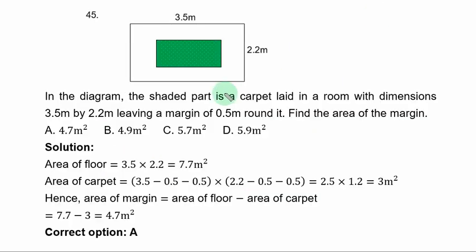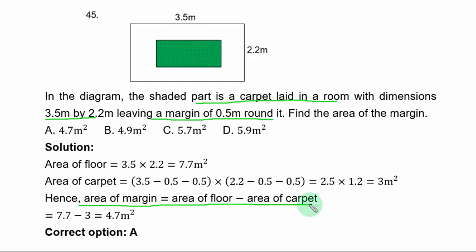Question 45. In the diagram, the shaded part is a carpet laid in a room with dimensions 3.5 meters by 2.2 meters, leaving a margin of 0.5 meters round it. Find the area of the margin.